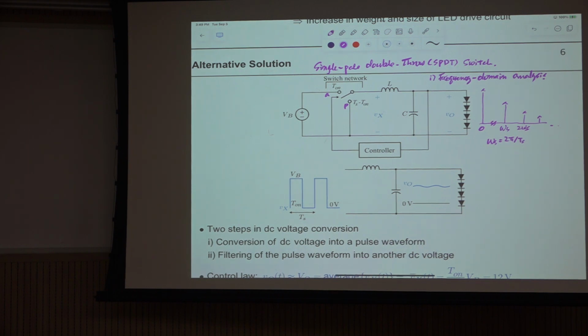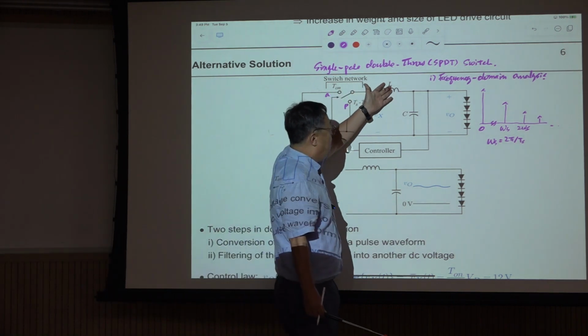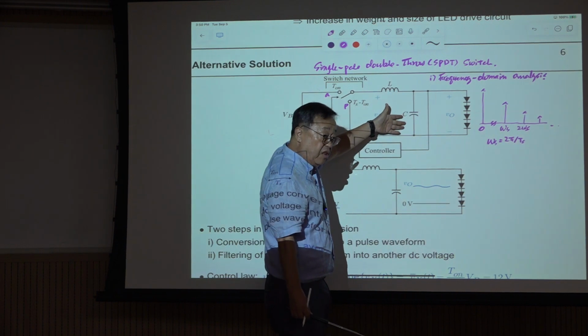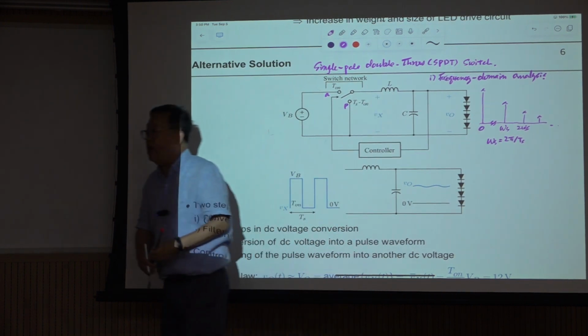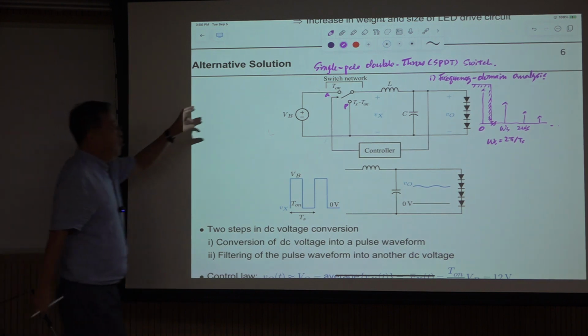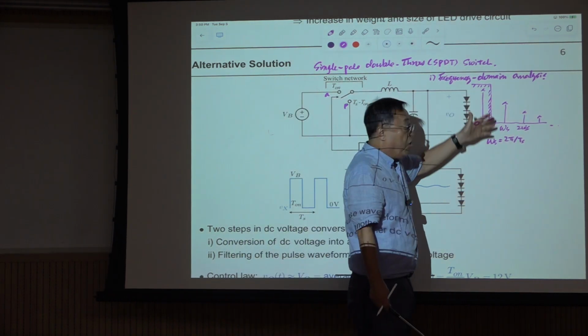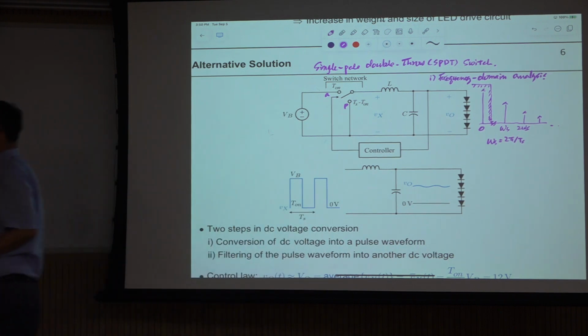Okay. So if this filter is ideal, that means this L is infinite, or C is infinite, or both of them are infinite. Then you have this kind of filter characteristic. Okay, so only this DC component is passing through, from here to there, unaltered. Okay. So this is the ideal case.